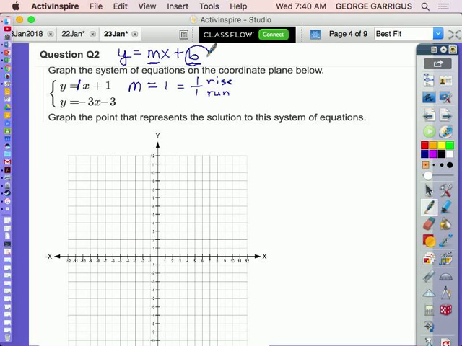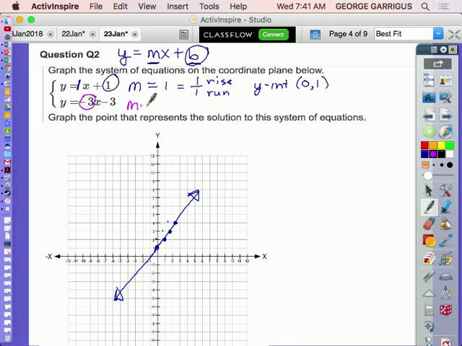The y-intercept for this problem is at 0, 1. So the first line is going to be at 0, 1, and then it rises 1 and runs 1. Put a dot, rise 1, run 1, rise 1, run 1. On your test, you were just supposed to put 2 dots, I believe. There's your first line.